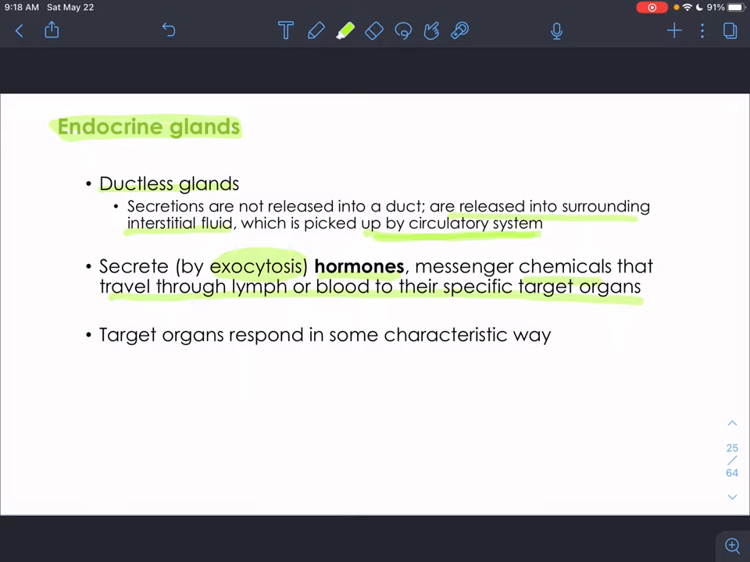Okay? And once a hormone reaches its targeted organ, that organ's going to respond. So the endocrine glands release hormones really just to be a chemical messenger and get messages sent through the body to different areas. Okay, so they have specific hormones that are released, and they only interact with specific target muscles or other glands or whatnot.